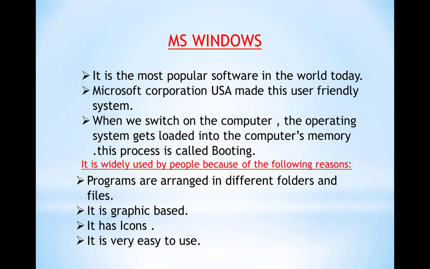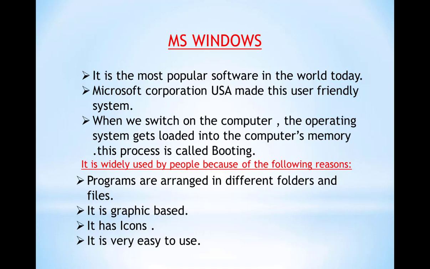Let us learn about the MS Windows operating system. MS Windows is the most popular system software in the world. It is made by a company named Microsoft Corporation, USA. Students, when we switch on the computer, what have you seen? Some information is flashing on the screen one by one. Then the operating system gets loaded into the computer's memory. It is permanent information. And this process is called booting.